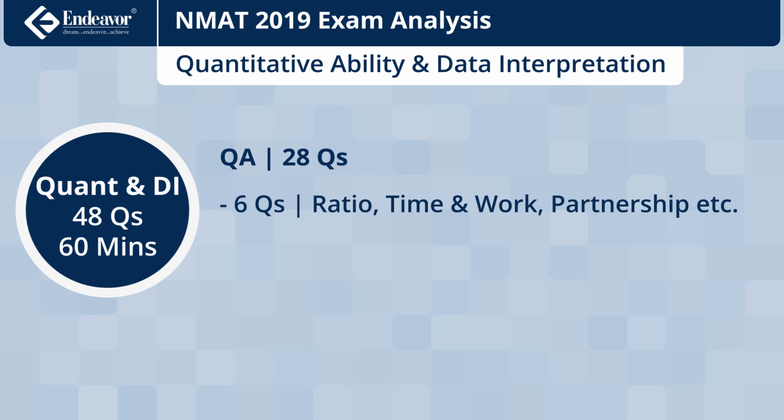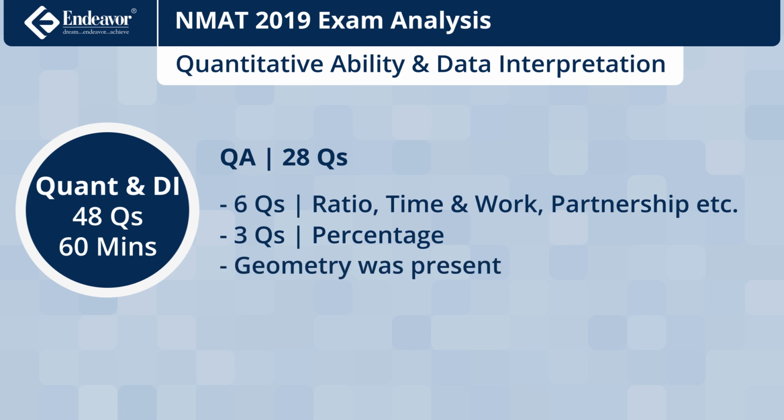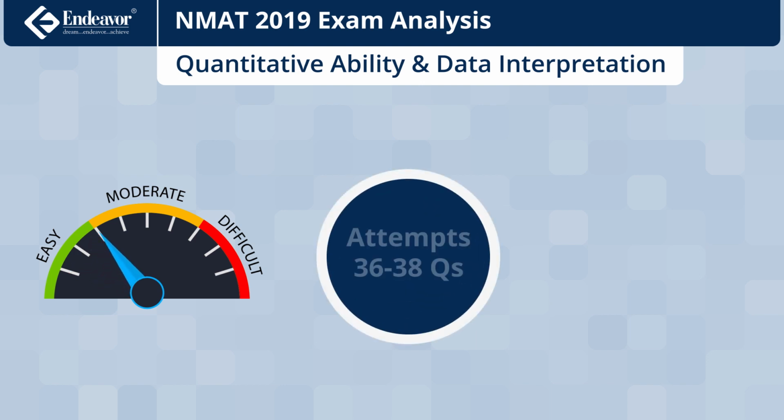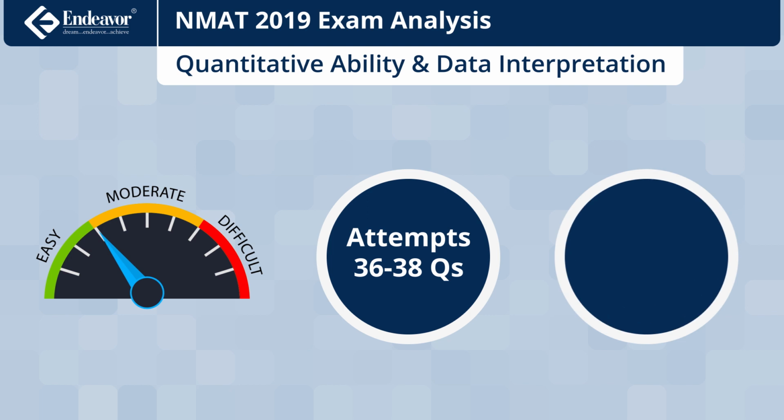Ratio applications, time and work, partnership, etc. saw a total share of 6 questions. Chapters based on percentage had a share of 3 questions. A couple of questions of geometry were also there. Overall, the section can be termed as easy to moderate, and 36 to 38 genuine attempts with 90+% accuracy should lead to a good score.